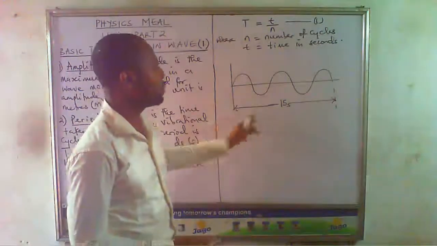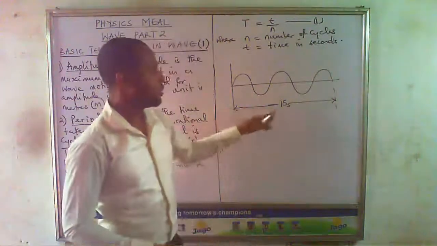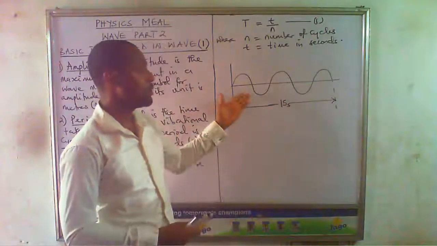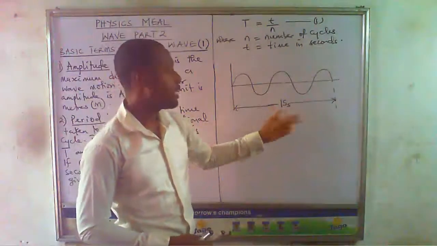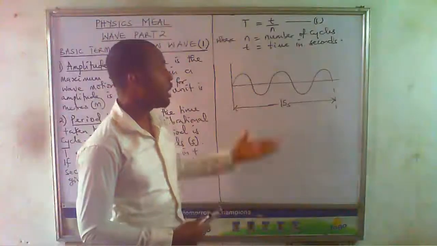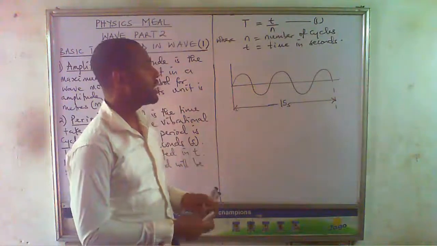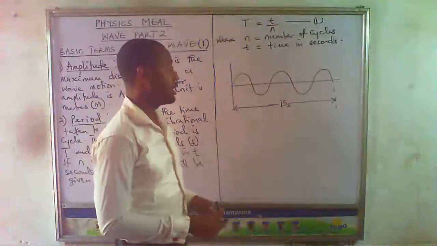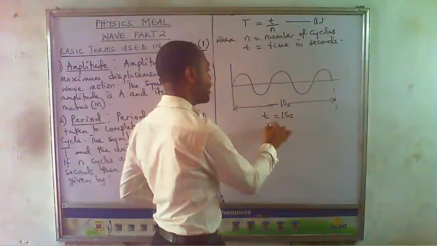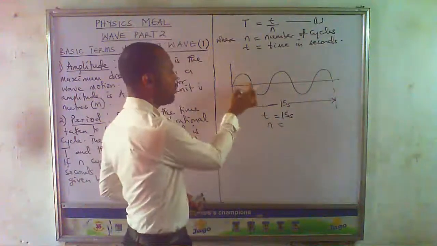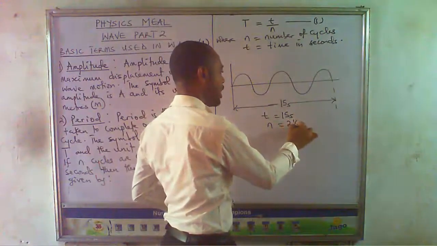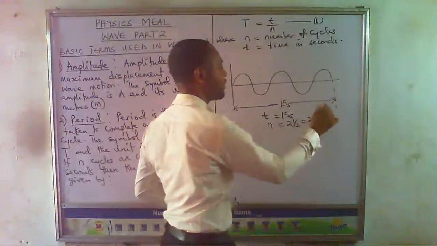Now, the time taken to cover from here to here is 15 seconds. If you are asked to get the period here, the period will not be 15 seconds, because this 15 seconds is not the time taken to cover what? To cover one cycle. So we need to find how many cycles we have here. We are given time t equals 15 seconds. How many cycles do we have here? We have 1 with this, 2 with this, and then 2.5 cycles.